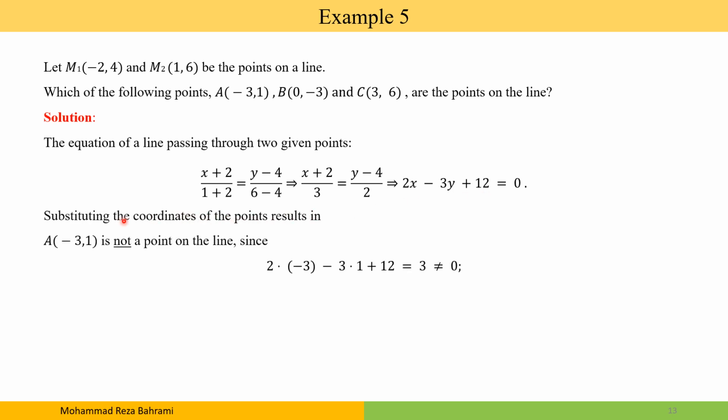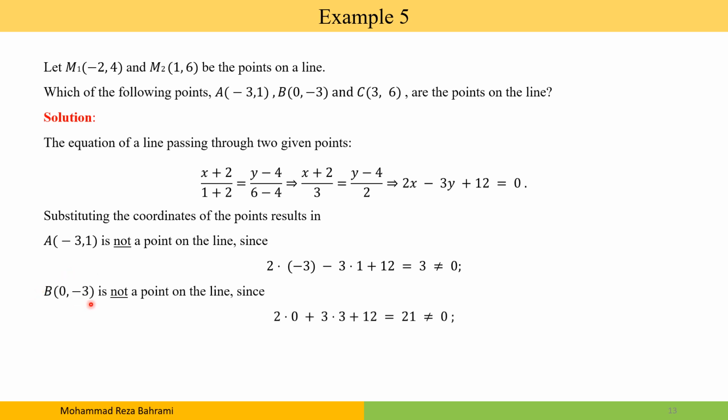Let's start with the point A. By inserting -3 and 1 in the equation, we reach this inequality. So the equation is not satisfied by these coordinates, which means that point A is not a point on the line.